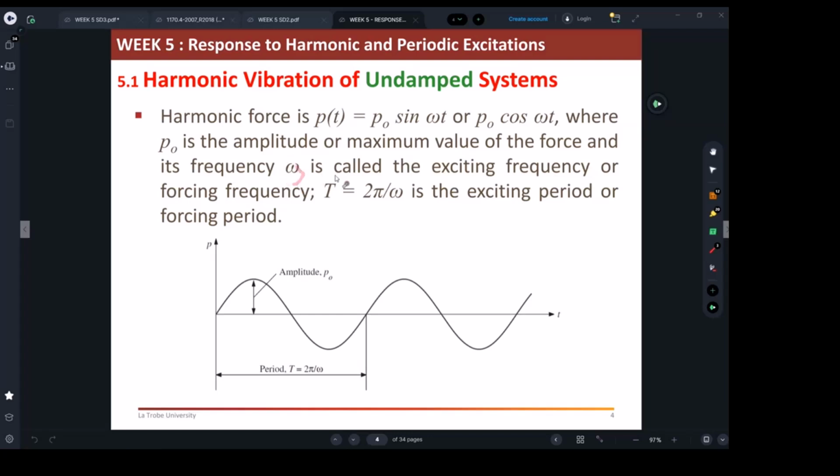The omega is without any character, without any letter, it's just omega, and take it as the forcing frequency. Same thing, you will have a forcing time period. So T is the exciting period or forcing period. In the coming slides, you're going to see omega and omega n. Just always understand there are differences.